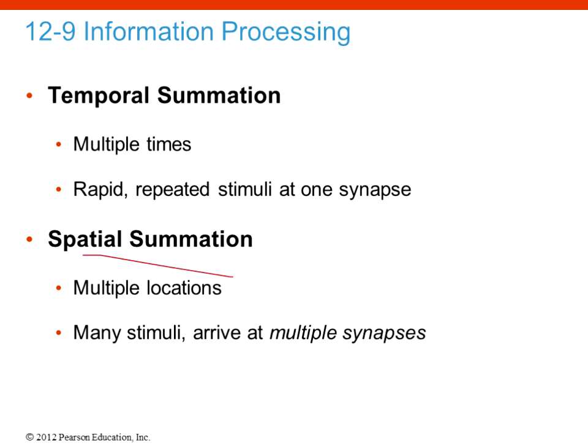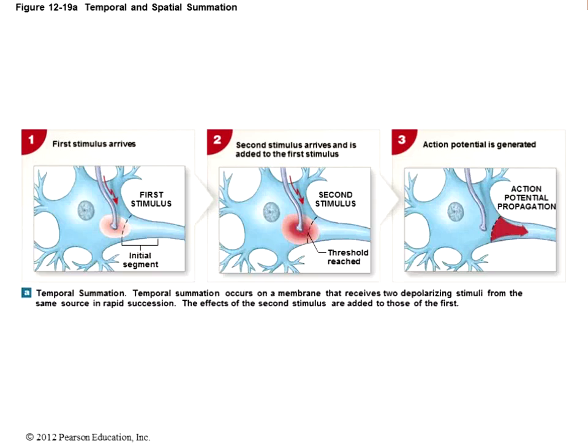Okay? Spatial summation is where maybe you have multiple locations, and those stimuli are arriving at the same time, and you can add up those impulses, right? And so with temporal summation, as you can see, the first stimulus arrives. That is going to maybe get a graded depolarization, but that's not going to generate an action potential, right? Because you need to reach threshold. So then a second stimulus arrives, and it's added to the first stimulus, then you reach threshold, and then an action potential is generated.